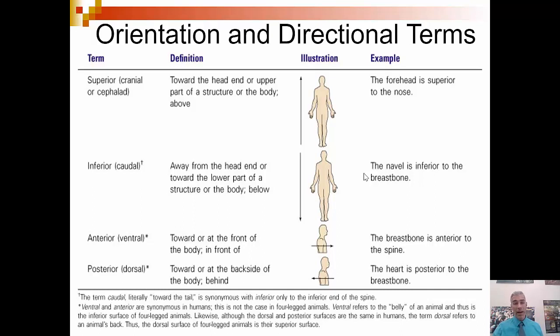Another term for that would be cranial, towards the head. So your chin is cranial to your chest because it's above it, or cephalad. Both cephalad and cranial really mean towards the head. Okay. Another term for inferior is also caudal. They're different names for each other.